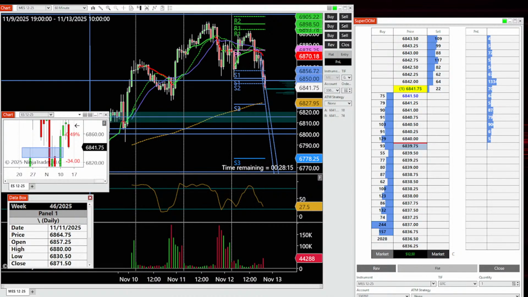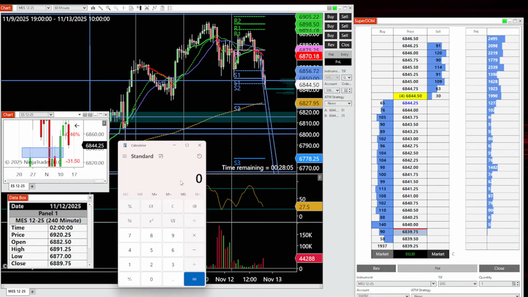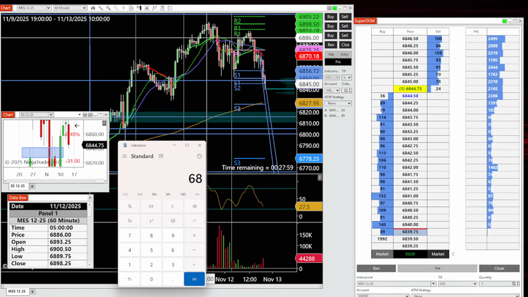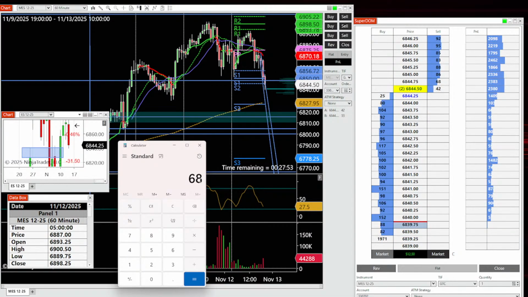So let's go to the calculator real quick. Don't know when it's going to happen. Try to catch the move. So if we got 68, what's that high? Oh, the high was like 6,900.